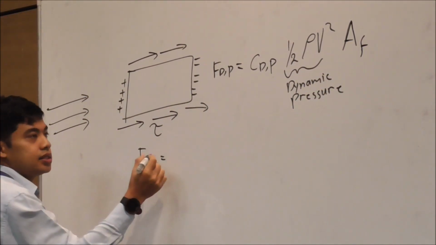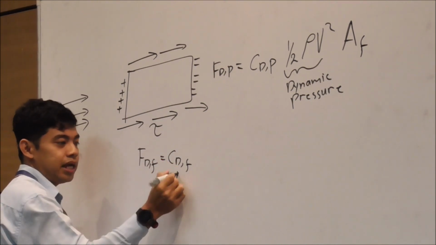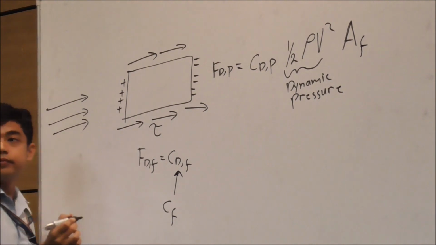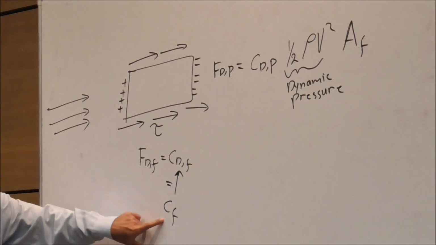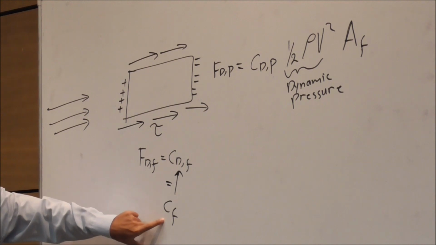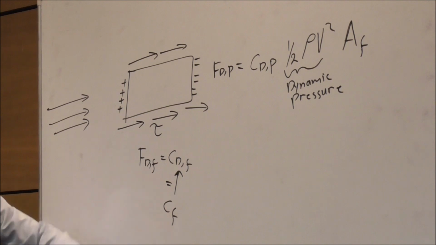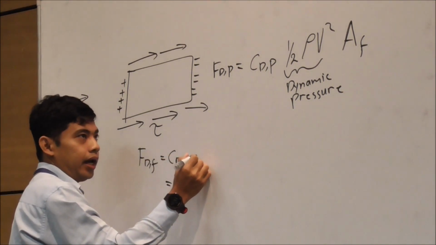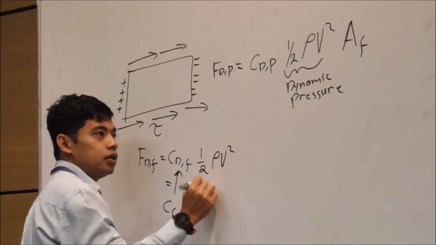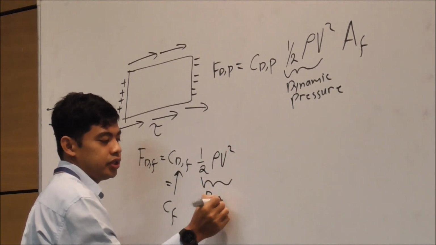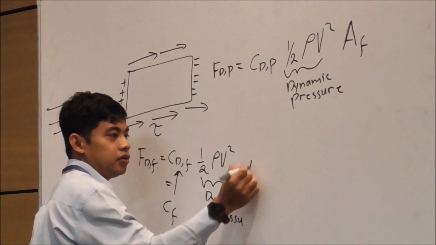Okay? Whereas in this case, it is CD due to friction. Sometimes it is called CF. Same. CDF and CF is the same. That's why in your boundary layer approach, it is written as CF rather than CDF, right? So you have CDF. Okay, and of course you will have half rho V square. Same, this one is the dynamic pressure. But you have this A.